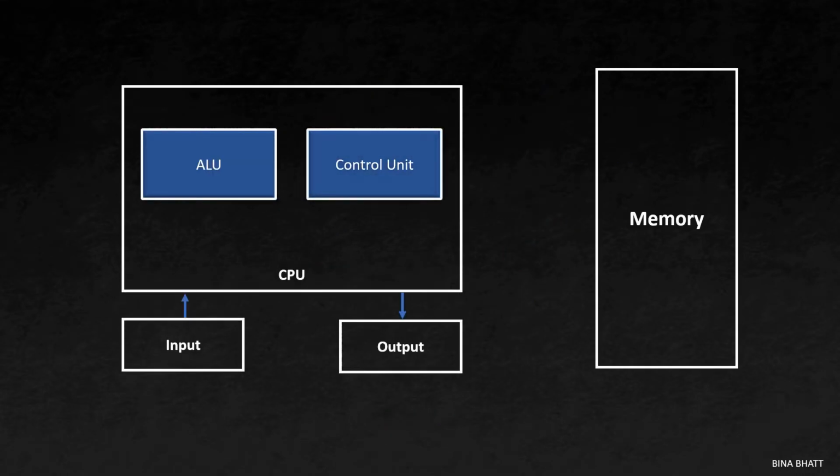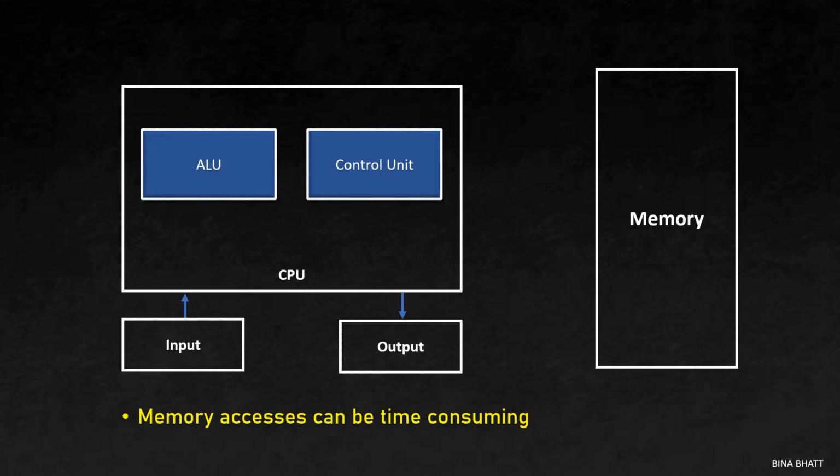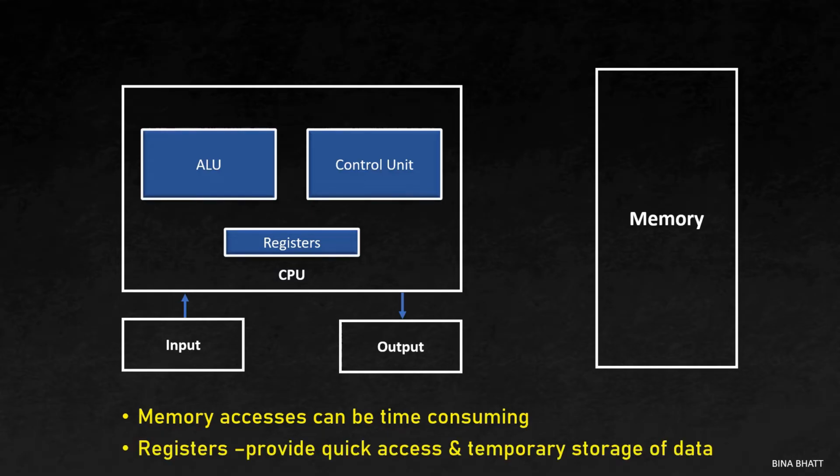Accessing main memory for data every single time can be a time-consuming process. That's why CPU has some inbuilt registers for quick access of data. Some of these registers are available to the programmers for storing variables temporarily. Others are used by the CPU during the instruction cycle. Let's have a look at two such registers. First is program counter.